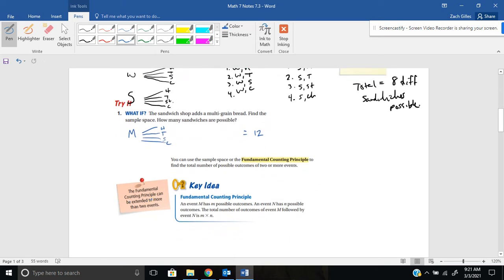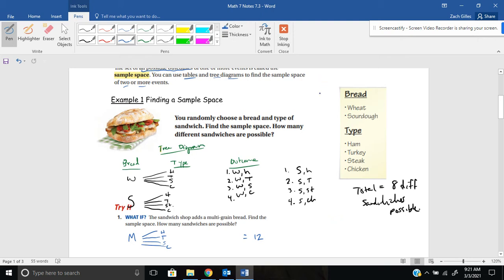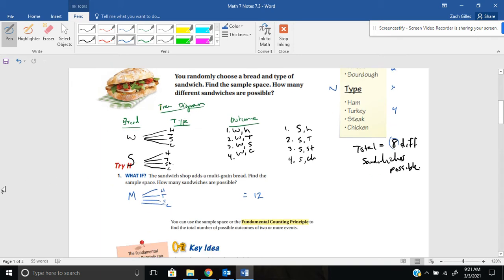It says the fundamental counting principle can be extended to more than two events. An event M has M possible outcomes. An event N has N possible outcomes. The total number of outcomes is M times N. So let's take this previous example here. Let's say one event was bread and one event was the type of meat. And I wanted to know how many possible outcomes. Well, there were 2 choices for bread and there were 4 choices for types of meat. So what's 2 times 4? Well, 8.